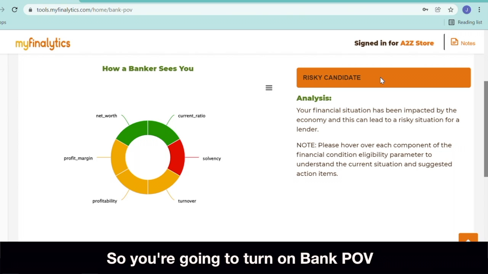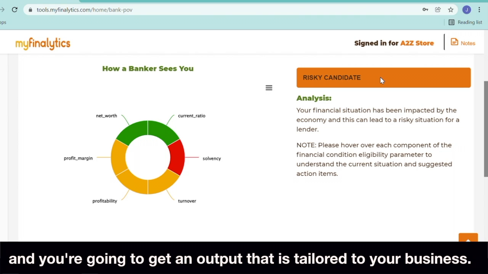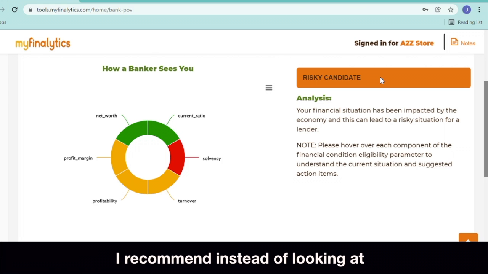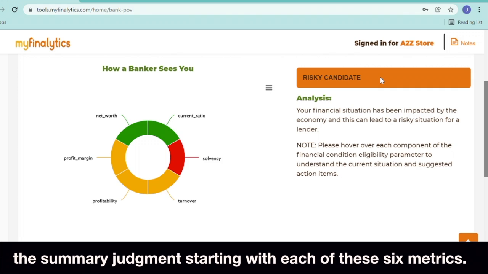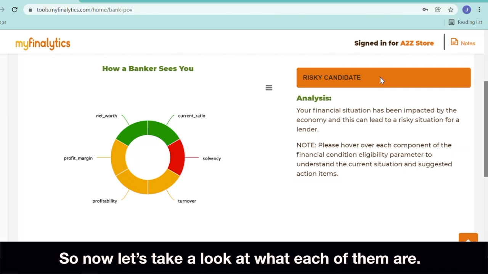So you are going to turn on Bank POV, and you're going to get an output that is tailored to your business. I recommend, instead of looking at the summary judgment, starting with each of these 6 metrics. So now let's take a look at what each of them are.